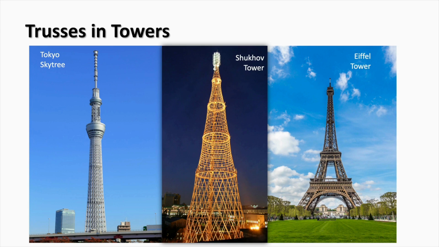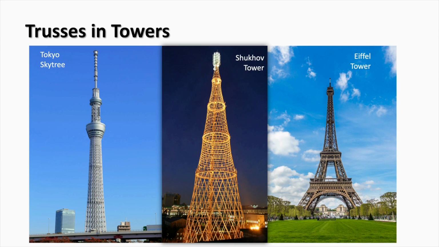Trusses also feature extensively in towers. Here are a few examples. The Tokyo Skytree features a lattice truss structure that provides exceptional earthquake resistance while maintaining a sleek, modern aesthetic. Its tapering framework distributes loads efficiently, allowing it to stand as the tallest structure in Japan.